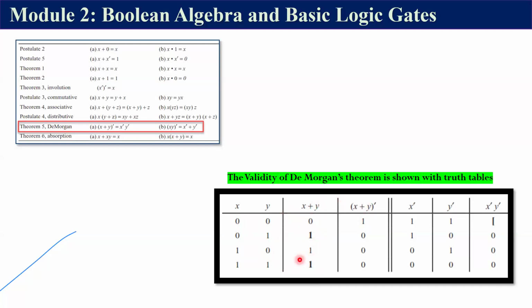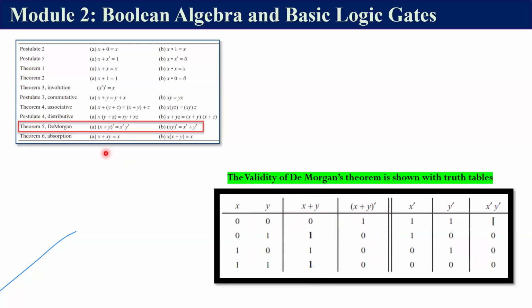Next one is I need a complement of this. When I'm saying complement of this, I'm talking of an inversion of this. So where I have 0 it becomes 1, where I have 1 it becomes 0. So the inversion here will give me 0 becomes 1, 1 becomes 0, 1 becomes 0, 1 becomes 0. And we are done with this, x plus y prime.